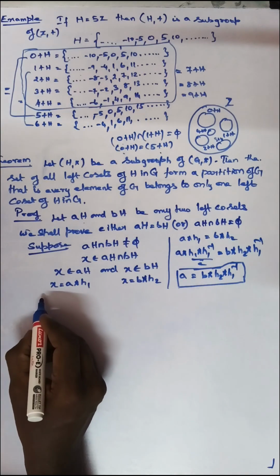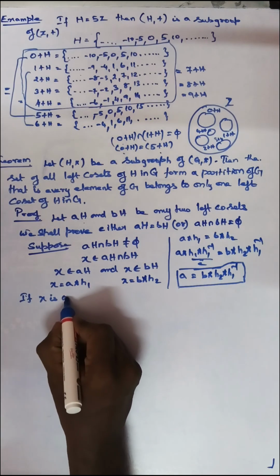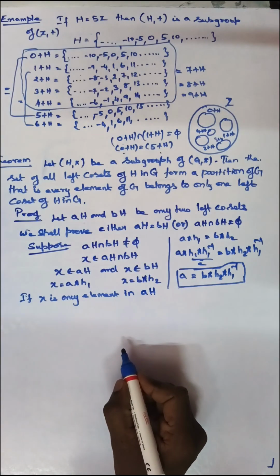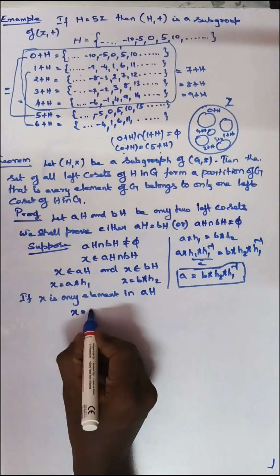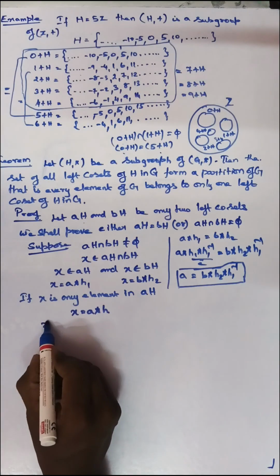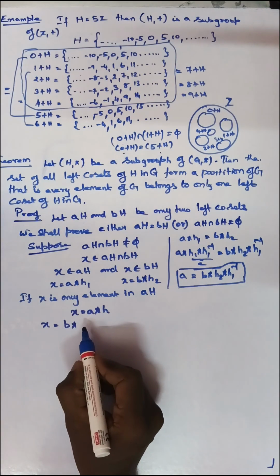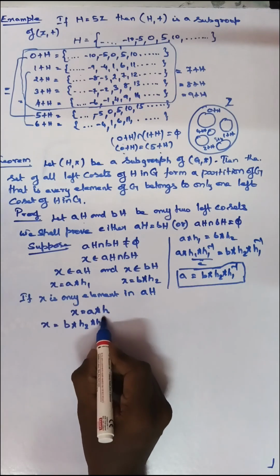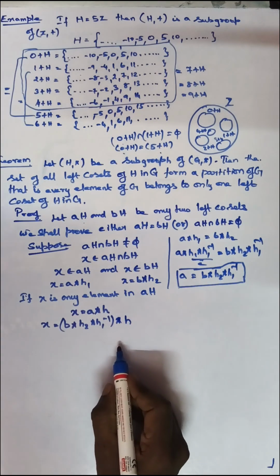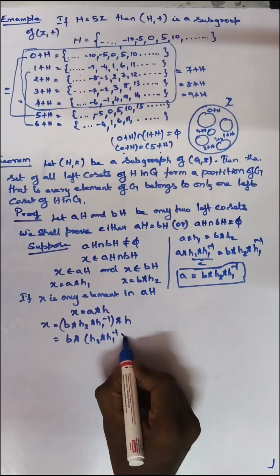Now consider X is any element in AH. So X equals A star H. Since we already know that A is this value, X equals B star H2 star H1 inverse star H. Because we already know that A is this one, this is equivalent to B star H2 star H1 inverse star H.